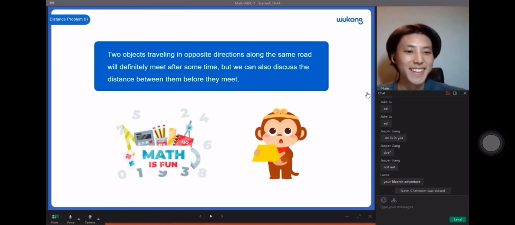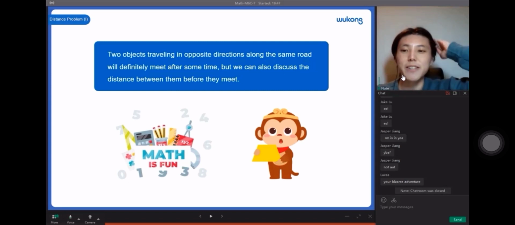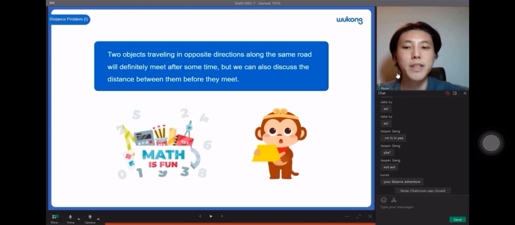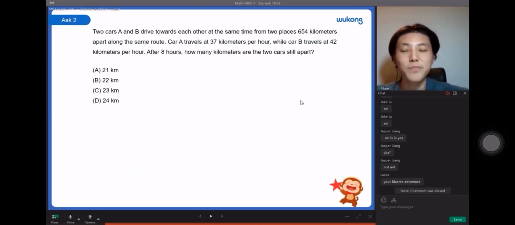Okay, now two objects traveling opposite directions along the same road will definitely meet after some time, but we can also discuss the distance between them before they meet. Check this out. Two cars A and B drive towards each other at the same time from two places 654 kilometers apart along the same route. Car A travels at 37 kilometers per hour, while car B travels at 42 kilometers per hour. After 8 hours, how many kilometers are the two cars still apart?